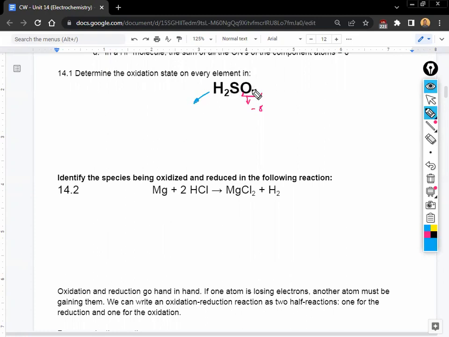Hydrogen is bonded to some nonmetals, right? And so what's the oxidation number on hydrogen when it's bonded to nonmetals? Yeah, +1. And if there's 2 of them, that's going to be +2.